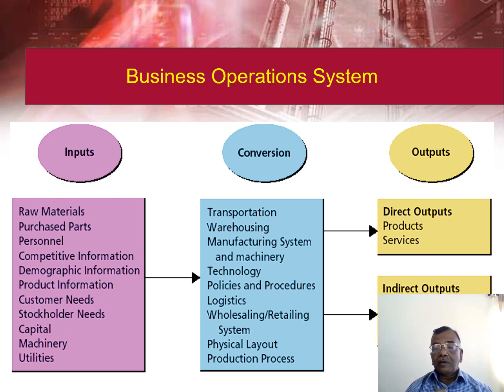So if we say inputs like raw material, purchased parts, personnel, product information, customer needs, machineries and equipment should be fit and good enough. Then the process should happen as per the desired process or as per standard operating procedures. Otherwise, what will happen? I am not able to get the desired output finally.